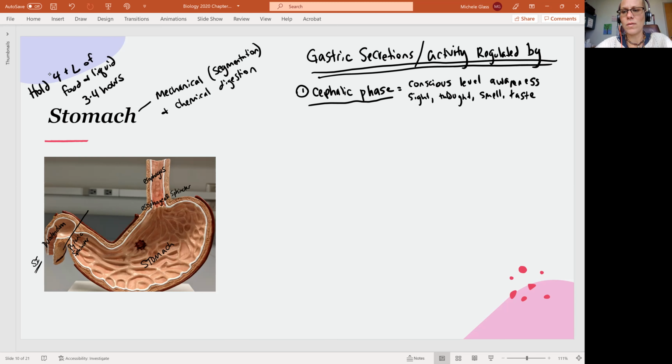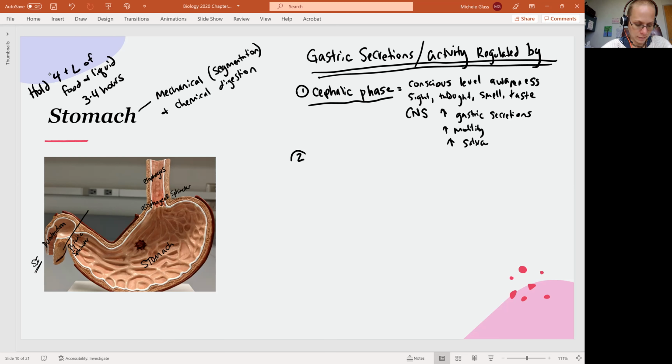Okay, this is a very rapid, really quick CNS control to increase both your gastric secretions and motility and your saliva. So really getting on board, ready for both chemical and mechanical digestion.